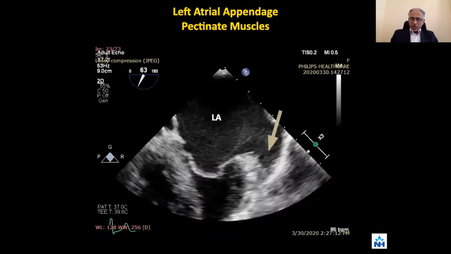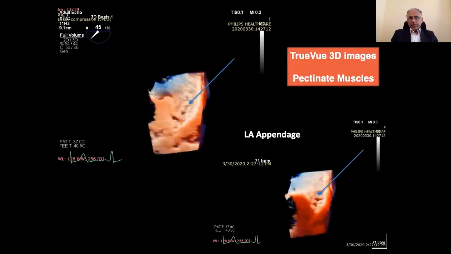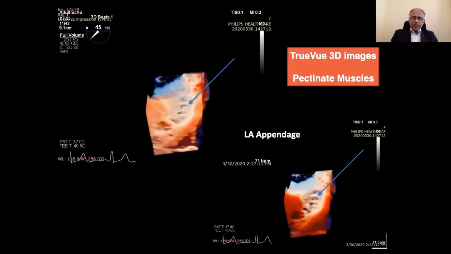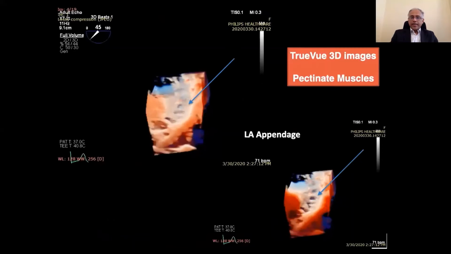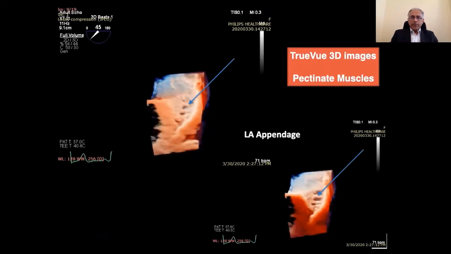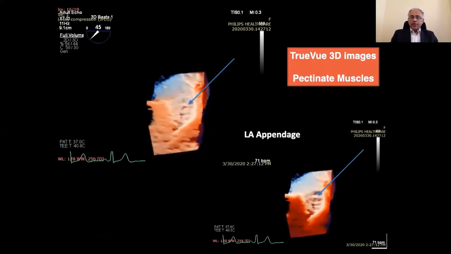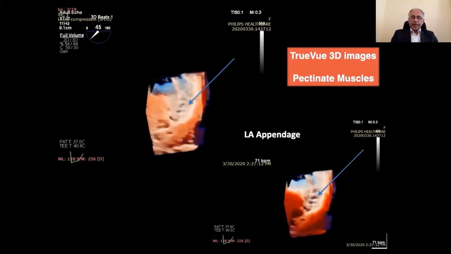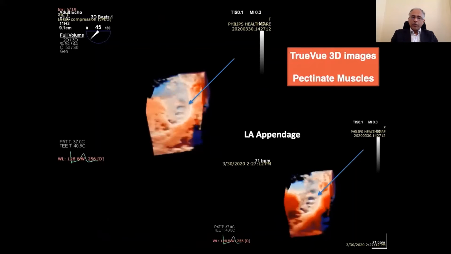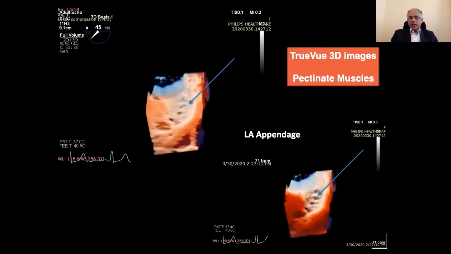But let's look at the 3D part of it. This is a technology called TrueView. It is nothing but 3D imaging. That is the level of sophistication 3D has reached now. This is truly reflecting what could be the actual anatomy, how it would look if you opened up the left atrium on the surgical table. And that is why it is called TrueView.